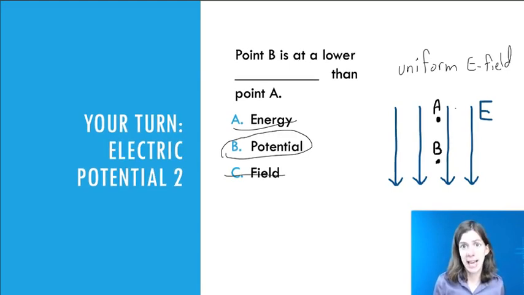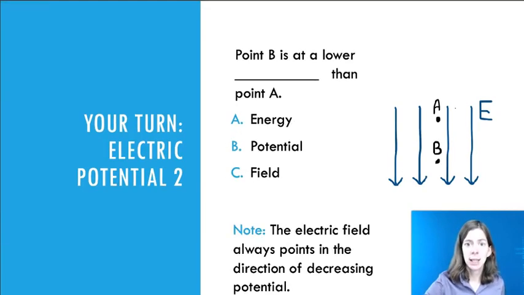But can we understand that? So I do have a note to help us remember and understand this. So the note is that the electric field always points in the direction of decreasing potential. So the electric field is pointing downward. That means that the potential is decreasing. You have a bigger potential at A than you do at B.